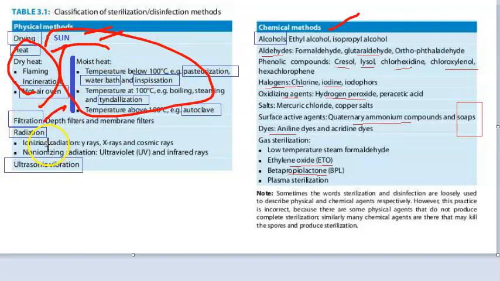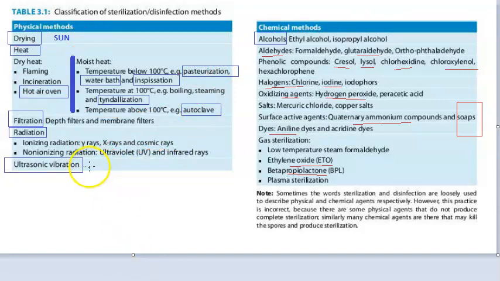Filtration, you have a lot of filters, right? Candle filters, membrane filters. Radiation, you have the gamma rays, X-rays, etc. Non-ionizing radiation will be ultraviolet. Ultraviolet is what we use, right? Non-ionizing one. Ultrasonic vibration also can kill, is it? Okay. Then coming to chemical, you have seen, guys, alcohol.